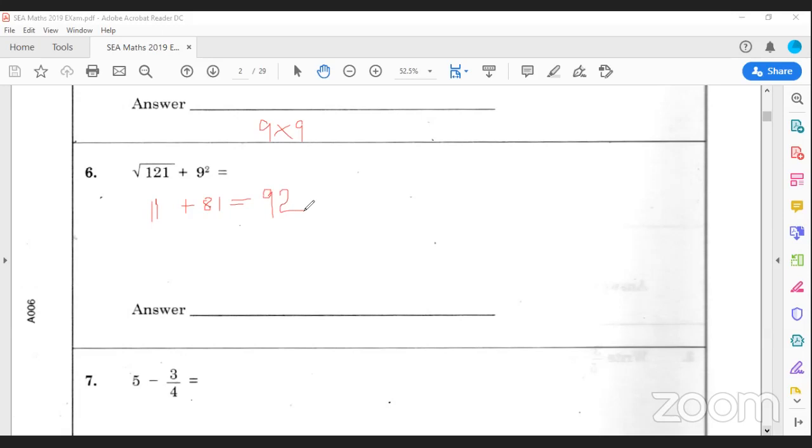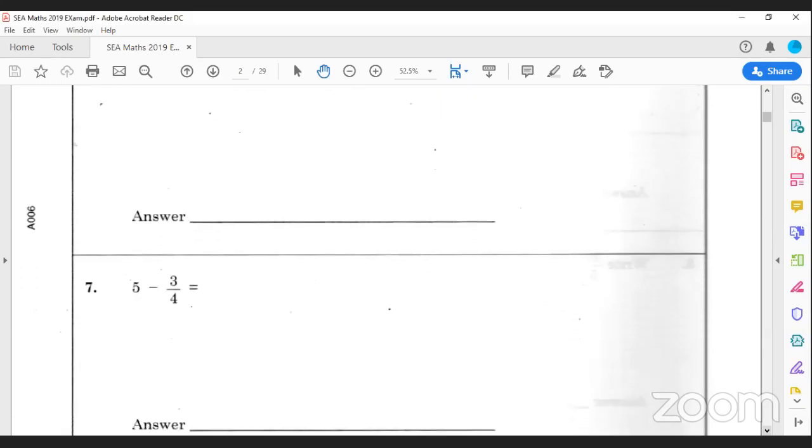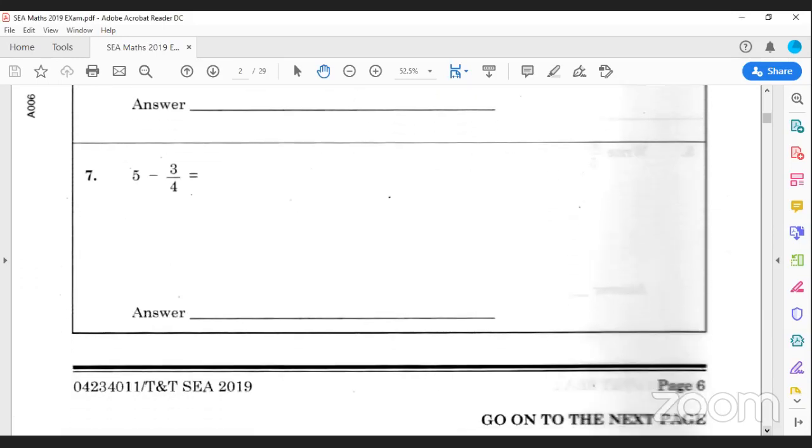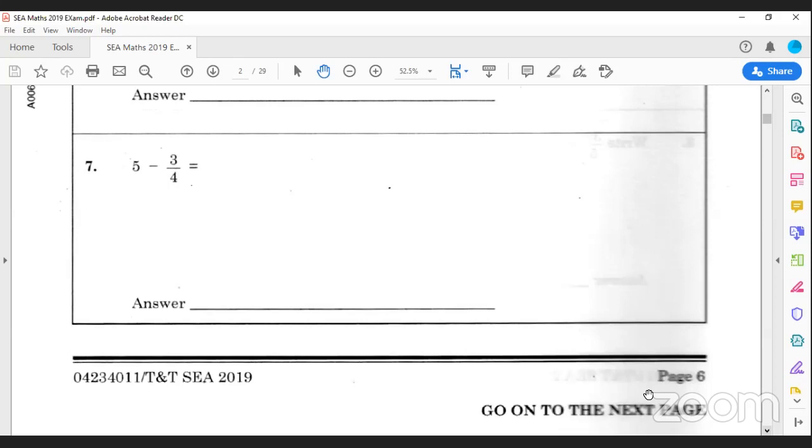Now let's go on to our next question. Let's scroll down. Number 7, fractions. Here we have 5 take away 3/4 is equal to what?